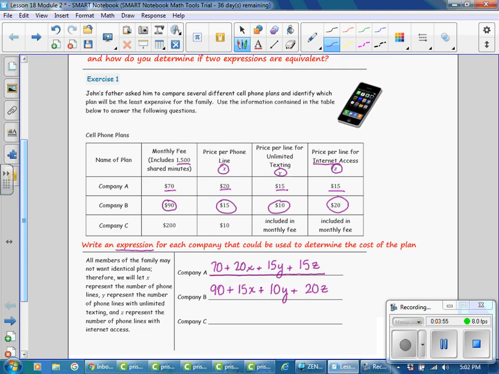So you'll see that in Company B, you pay a little bit more per month, but the cost per line is cheaper, the cost per texting is cheaper, and the cost per data is more expensive.